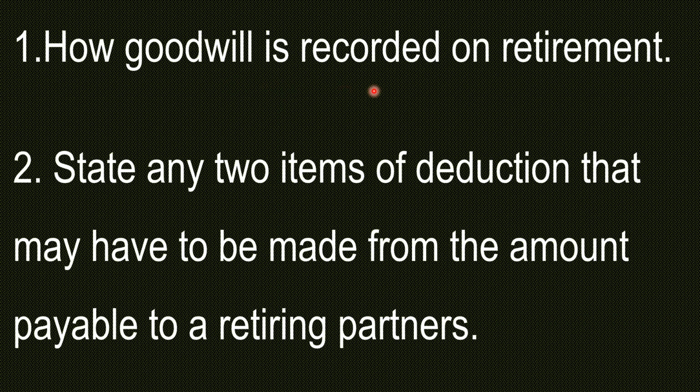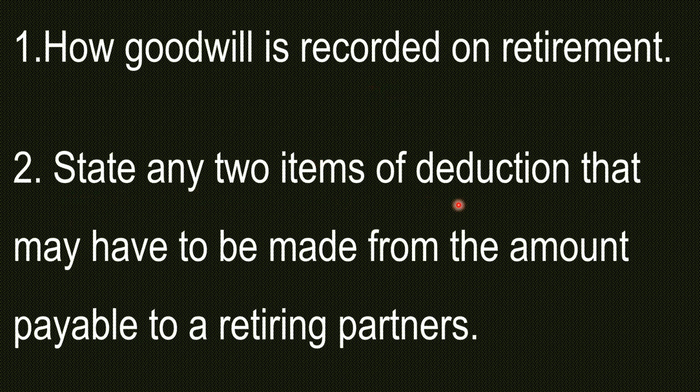Just the journal entry, but in brackets you have to mention one, which share, that is the gaining ratio, and another, the amount of goodwill, that is the retiring partner's share. Now we will go to the second question.